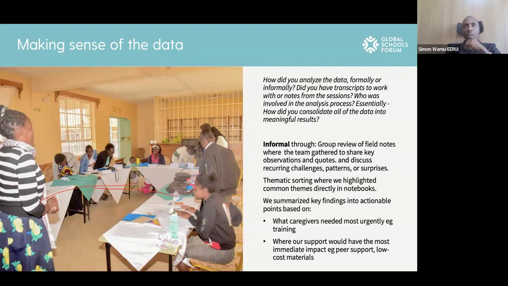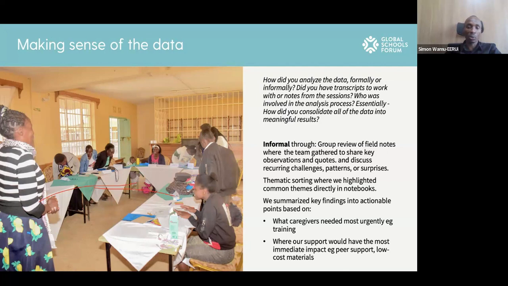Now, how we analyzed the data. It was sort of informal. Before we went to the field and did the interviews, we had notebooks where, under each question, we wrote notes from the participants' responses. Those notes helped us highlight common themes arising from the interviews, which helped us summarize the key findings. Before summarizing, we did what we call thematic sorting, where we highlighted common themes directly in the notebooks, to help us address those urgent needs.